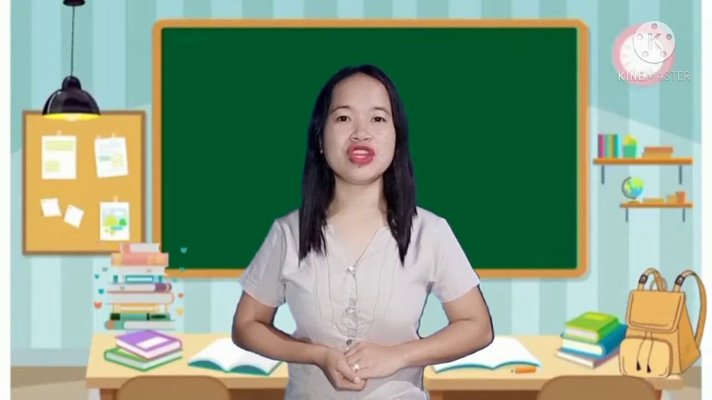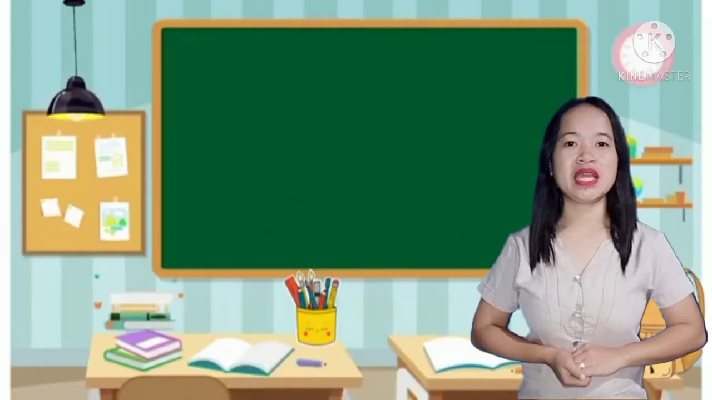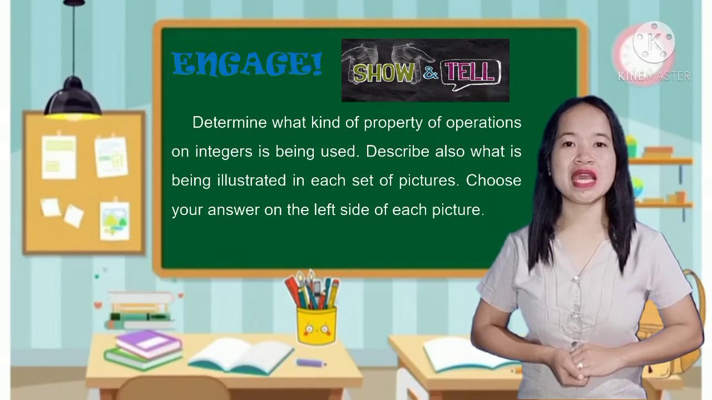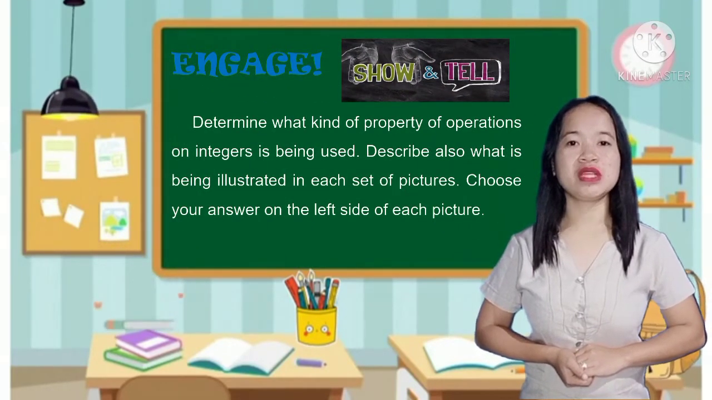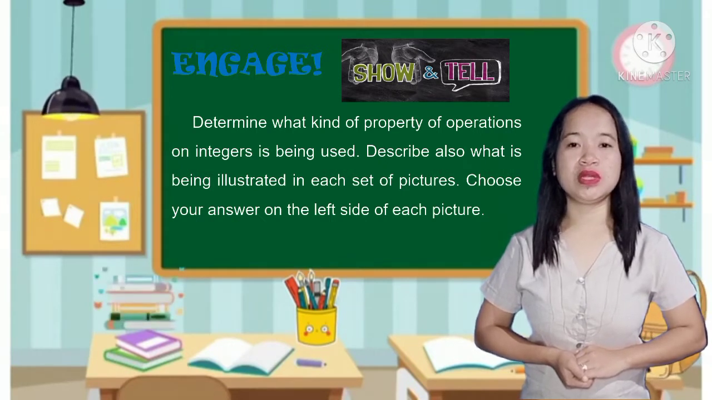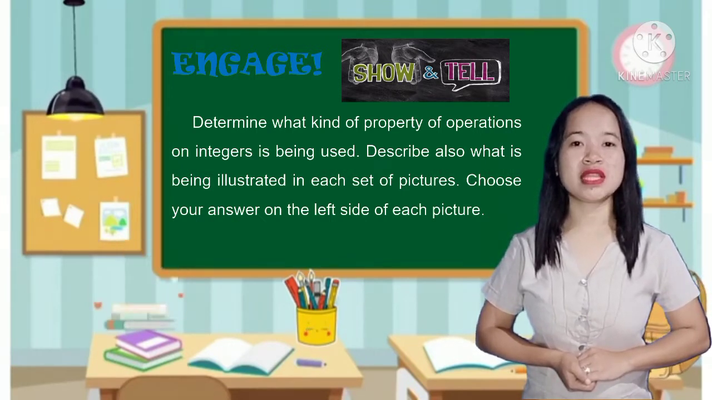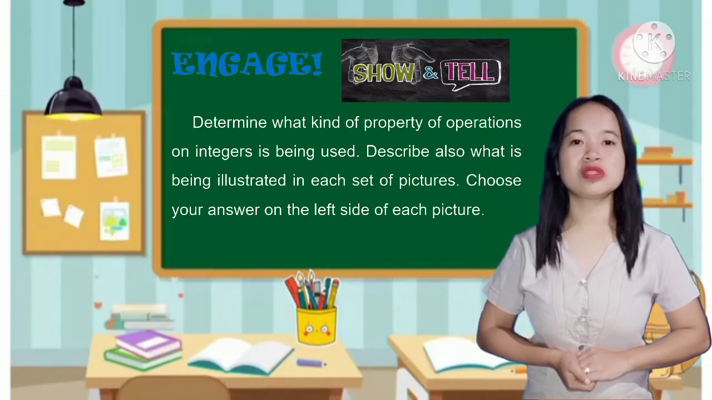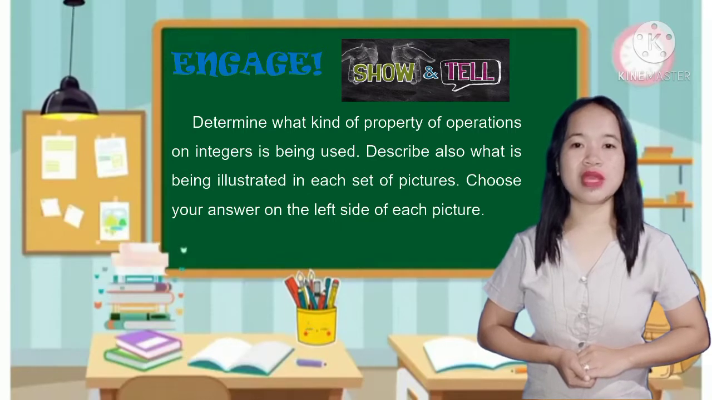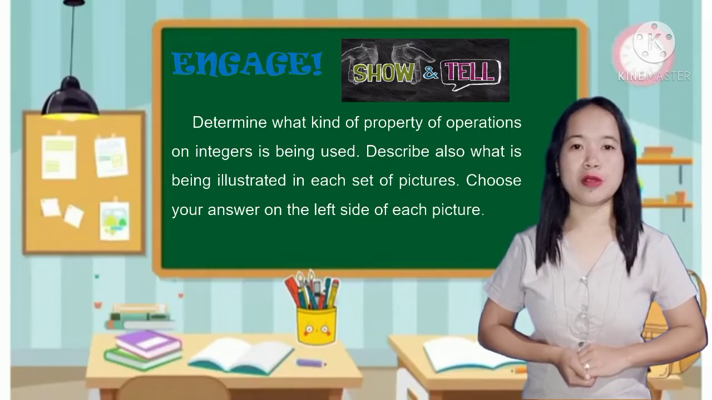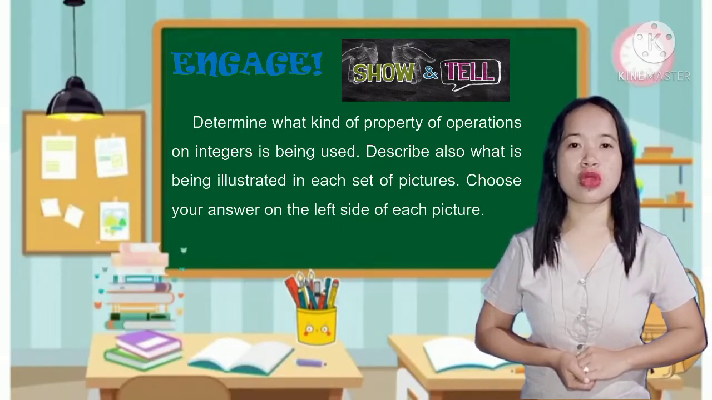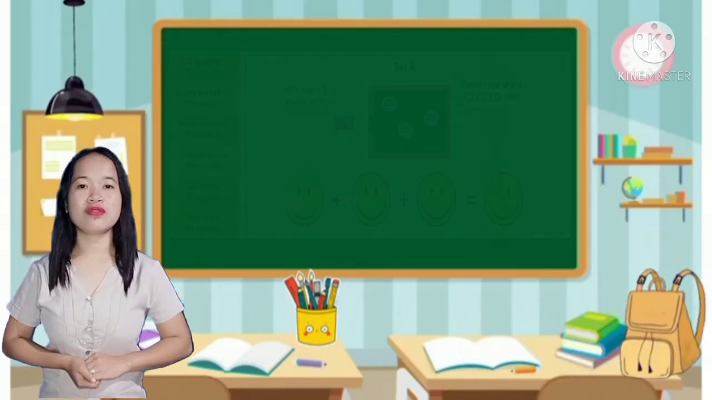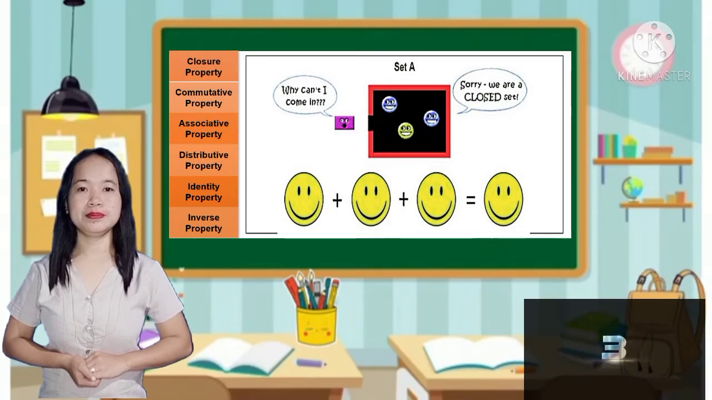Now let's have another set of activity. It is called a show and tell game. In this activity, I will be flashing a series of pictures, and all you have to do is to determine what kind of property of operations on integers is being used. And you also have to describe what is being illustrated in each set of picture. And you'll just have to choose your answer on the left side of each picture. Now let's have the first one.